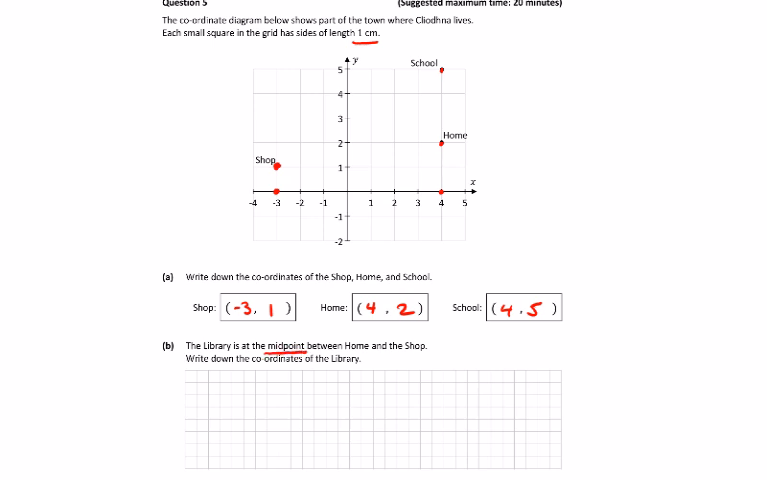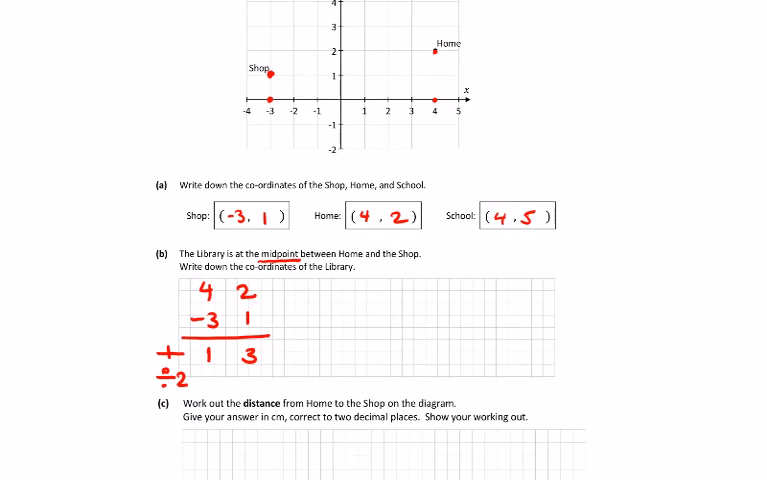Midpoint hadn't been asked in the last 3 questions, but the library is at the midpoint between home and shop. So the way we do these, we write down home 4, 2, shop -3, 1, and then we write down that we're going to add and divide by 2 to get the midpoint. 4 minus 3 is 1, and 2 plus 1 is 3. And if we divide both of these by 2, we get 1/2 and 3/2. Or if you want to write it as a decimal, 0.5, 1.5.